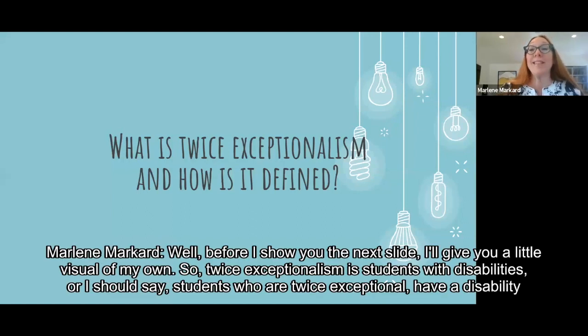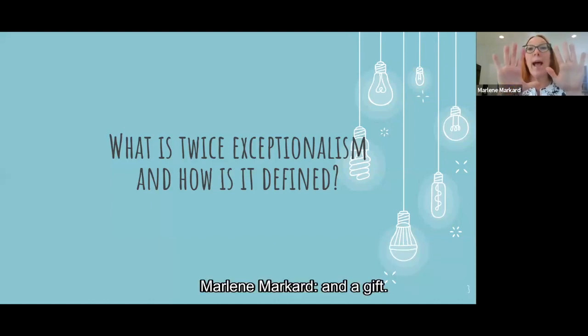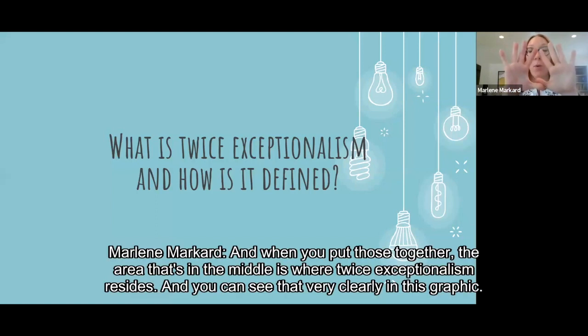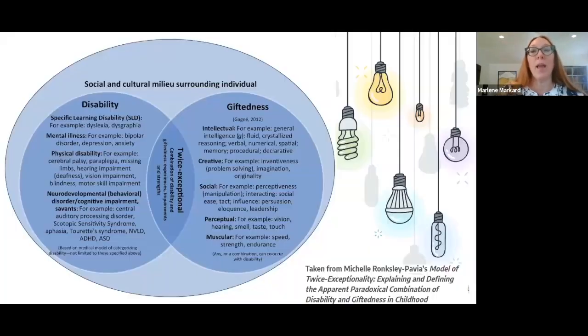Well, before I show you the next slide, I'll give you a little visual of my own. So students who are twice exceptional have a disability and a gift. And when you put those together, the area that's in the middle is where twice exceptionalism resides. And you can see that very clearly in this graphic.